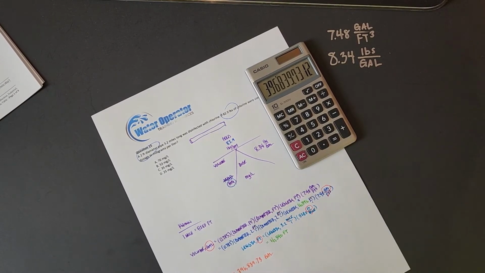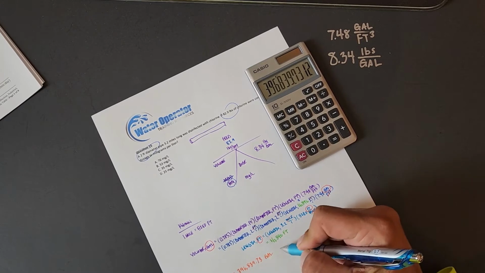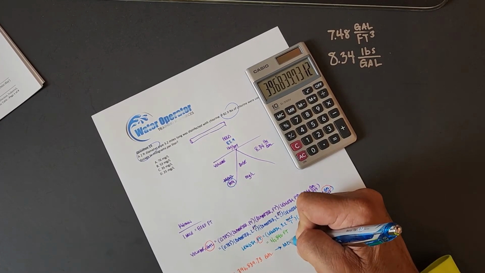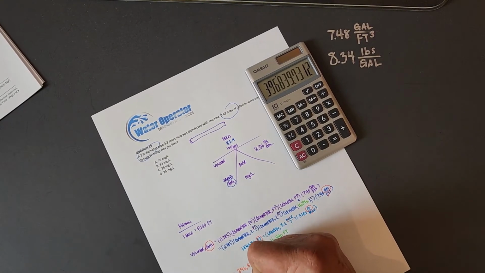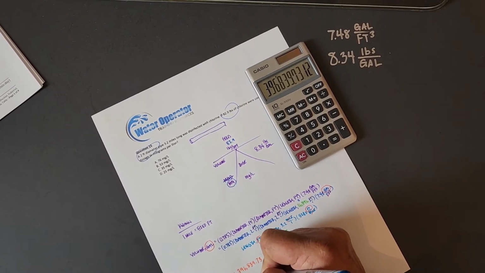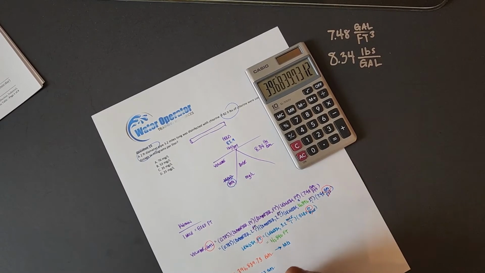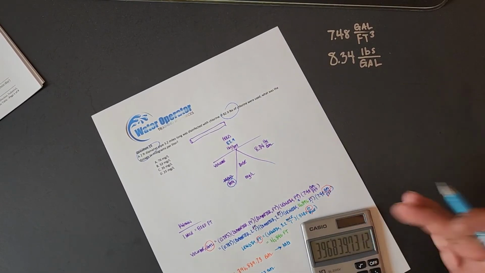But wait, we're not done yet. We need to convert this to million gallons. How are we going to do that? Well, let's take 396,839.73 gallons and divide that by 1 million. Here it is on my calculator.